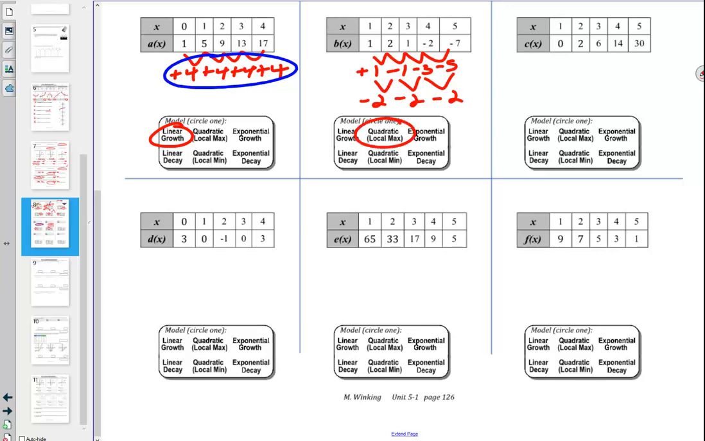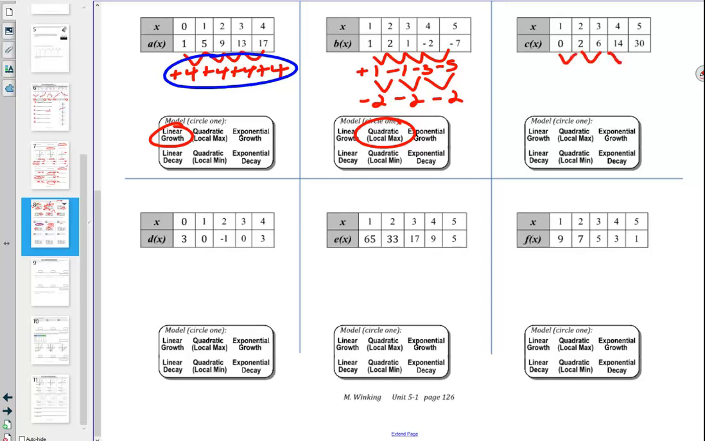Okay, look at the next one. Don't tell me the answer. You say growth? I don't see that. I'm not seeing exponential at all. Because if it was exponential, there should be a common ratio. 0 times anything is 0, so I'm not seeing where that would be exponential. It can't be linear, so instead of just assuming it's quadratic, let's test it for quadratic.